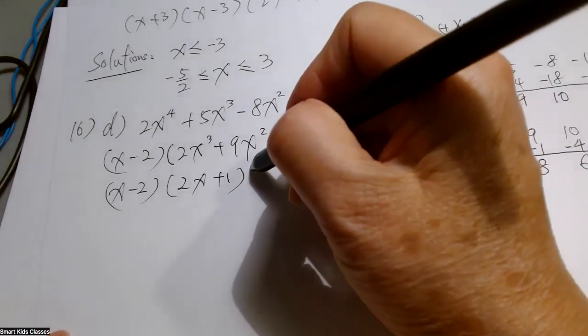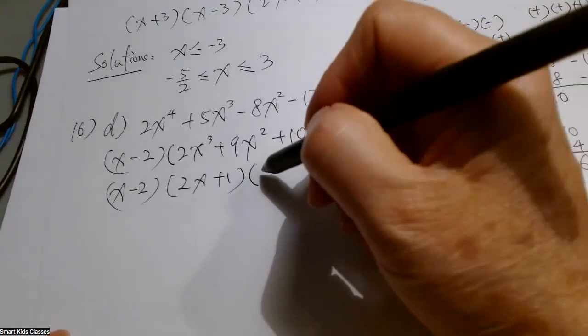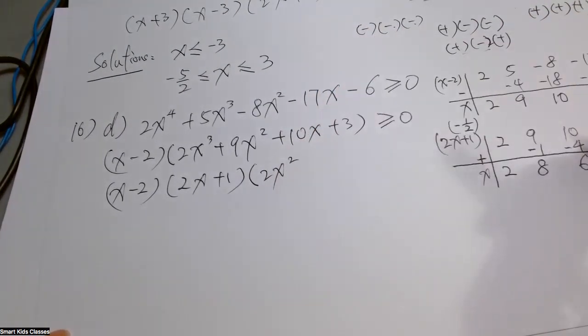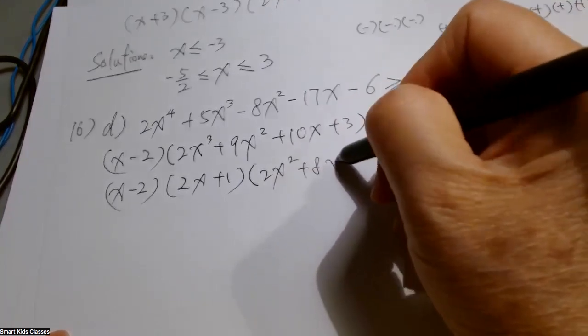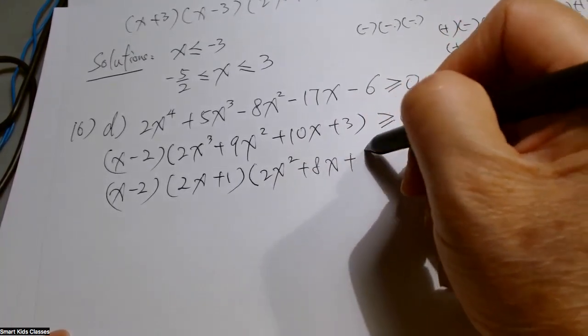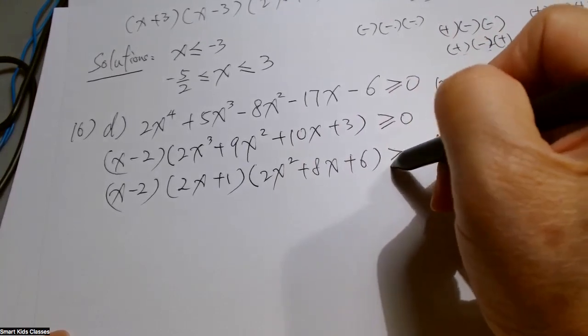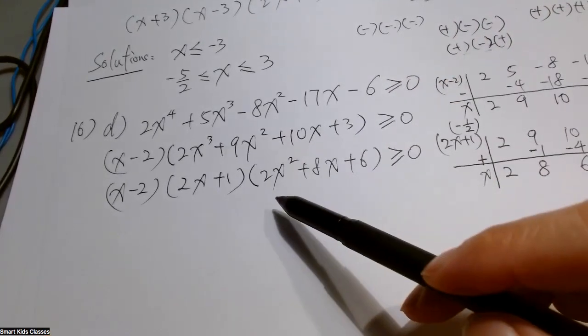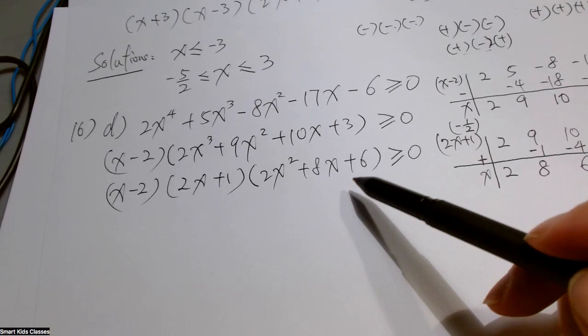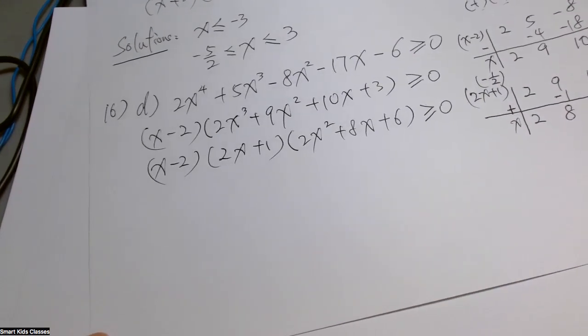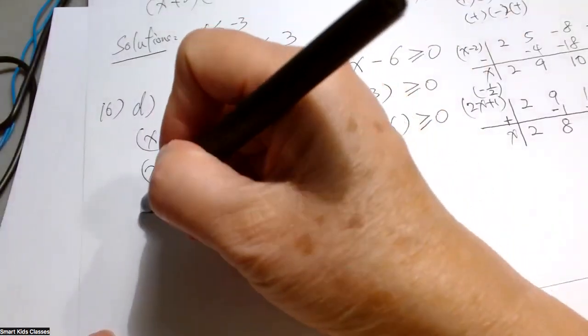So after factoring 2x plus 1, we have 2x exponent 2, plus 8x, plus 6. Now from here, you can see we can factor 2 out here. So continue to make it factorable.